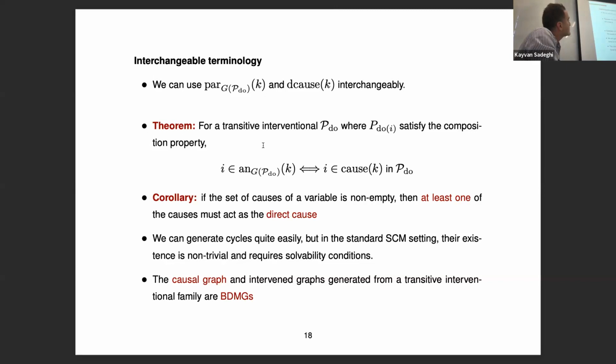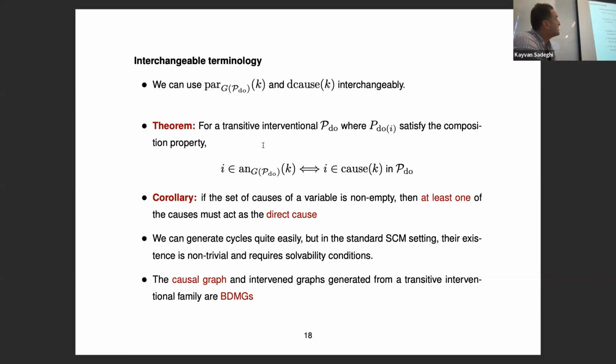So one important corollary of this is that if the set of causes of a variable is non-empty, then you have at least one direct cause. At least one of these causes must act as the direct cause, right? Because you know there is a directed path from I to K. Choose the parent of K on that path, and that will be your direct cause, right? So that seems quite trivial, but very important for the whole thing to work, of course.